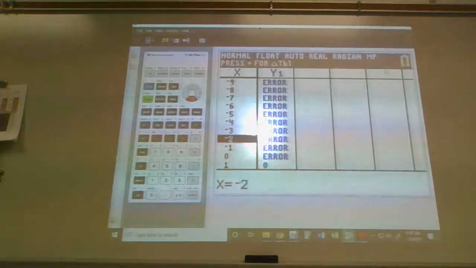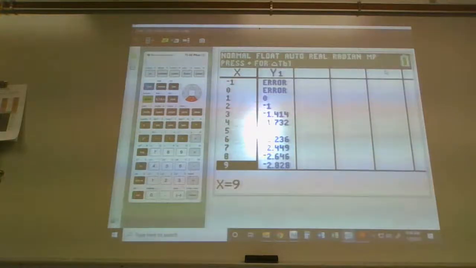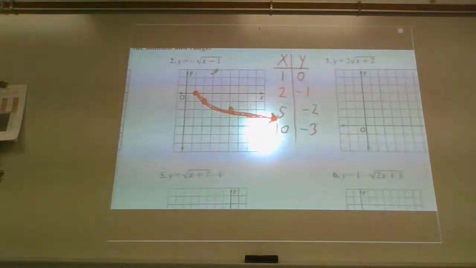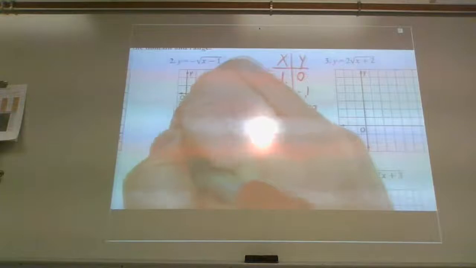Those numbers are not in my domain. They are absolutely not in my domain. But if I go to my graph, I'm thinking inputs. I'm thinking x values. The farthest left that my graph goes on the x-axis is 1. And the farthest right it goes, well, it keeps going forever.